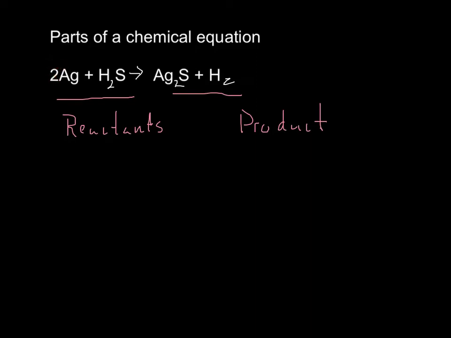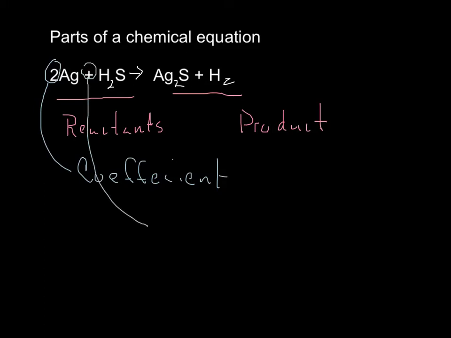Alright, going further now, let's look at first this 2 right here. This is called a coefficient. The plus sign tells us where one molecule stops and another molecule begins. So this is just a break showing us the different reactants. It breaks the reactants apart.